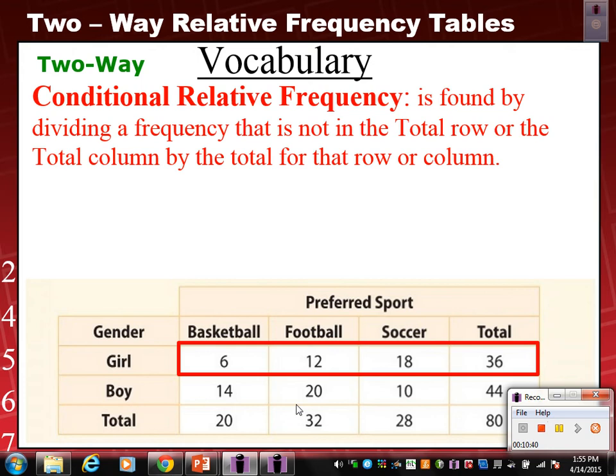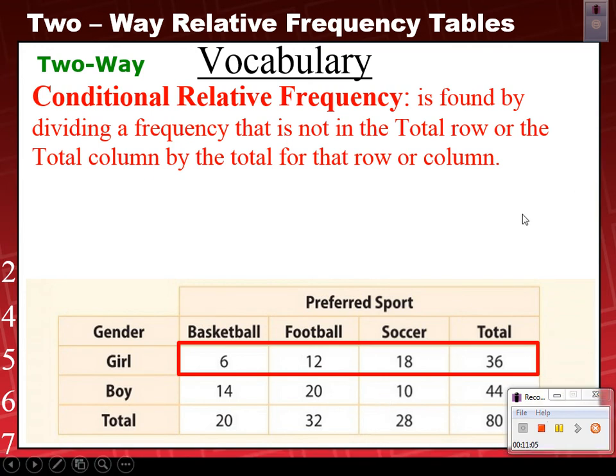Everybody understand? So, what is the difference between conditional and the other two, the marginal and joint? Marginal and joint were divided by what? The grand total. And this one is not divided by the grand total. This one's divided by the total of the column or the row. Everybody with me?